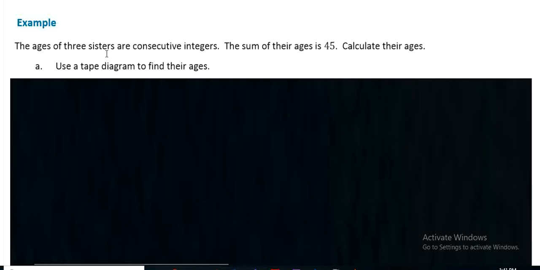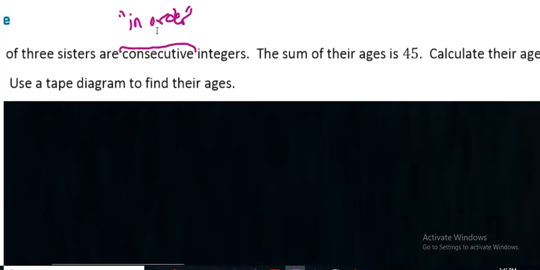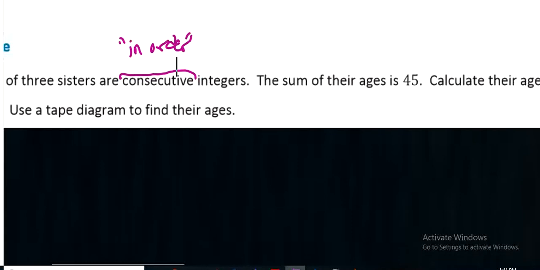The first word I want to break down here is this word consecutive. Consecutive means in order. So consecutive integers, I'll zoom in a little more on this. Consecutive integers are integers, so whole numbers that are in order. So 1, 2, 3. Those are consecutive integers. 12, 13, 14 are consecutive integers.